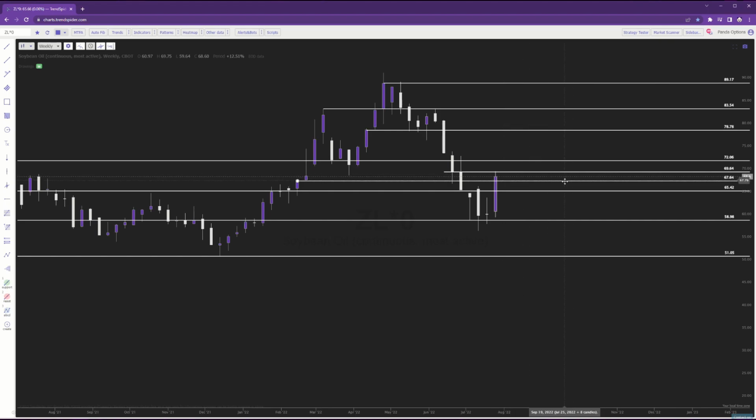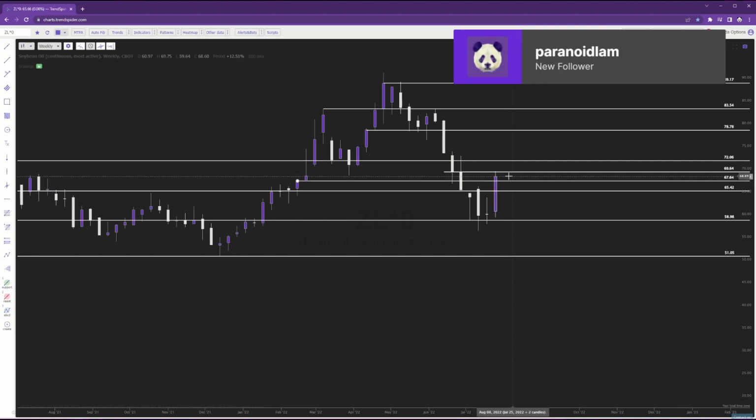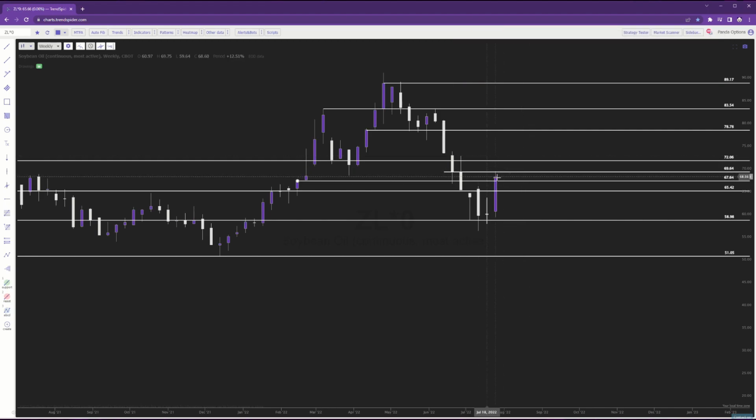Okay, that's X amount of dollars. How many lots can I afford? What's the tick value, point value per lot? How much am I willing to risk? Do the math, and then I put the trade on.